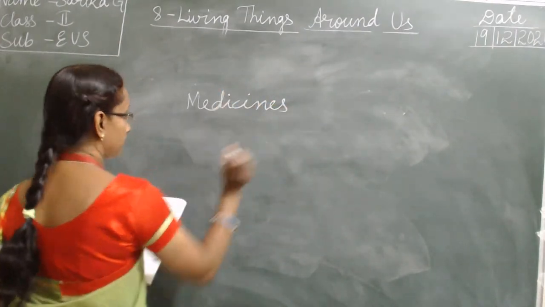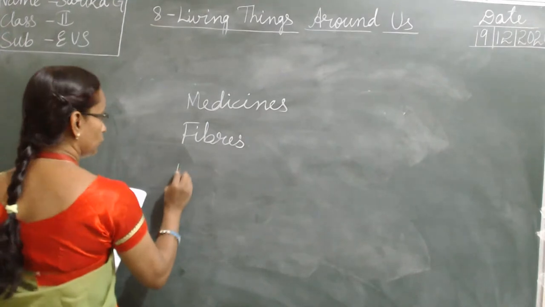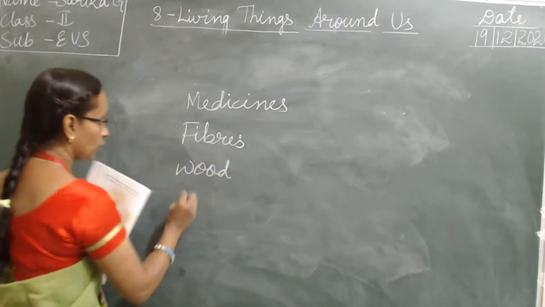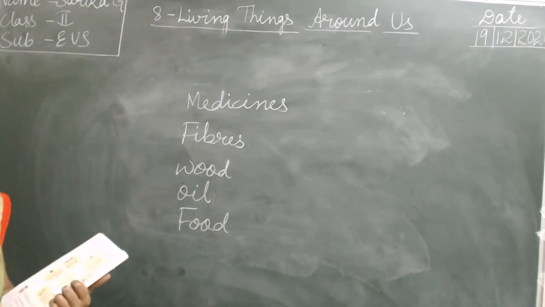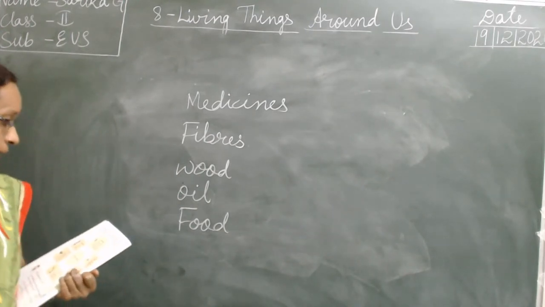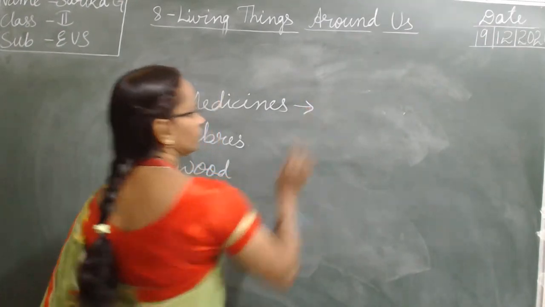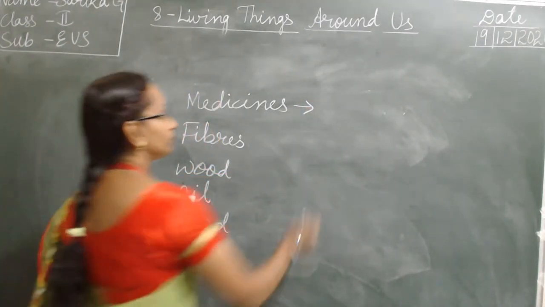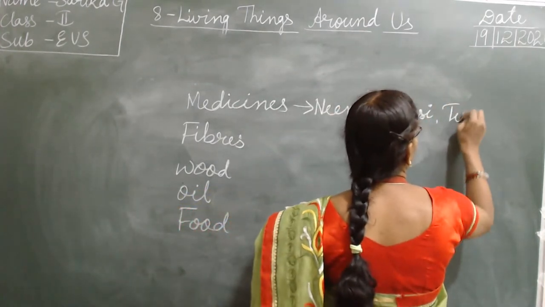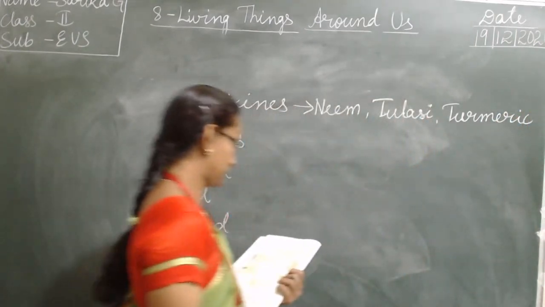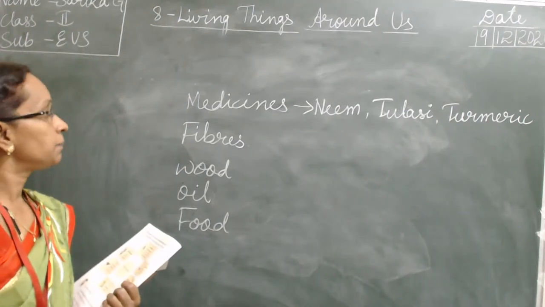Medicines, fibers, wood, oil, food, and other things. Yes, plants like neem, tulsi, turmeric, and so on have medicinal value. In medicines: neem, tulsi, turmeric, and so on. These all have medicinal value.